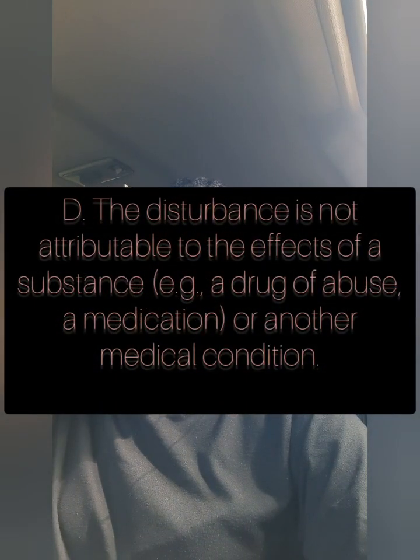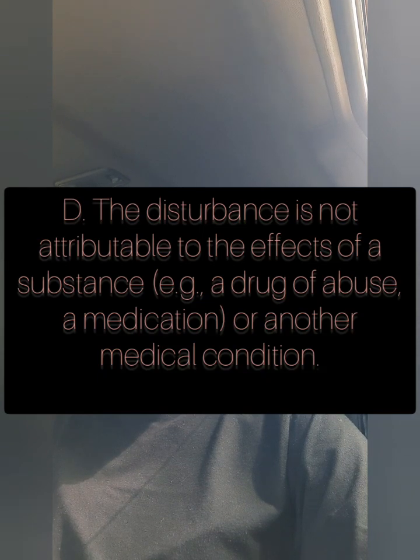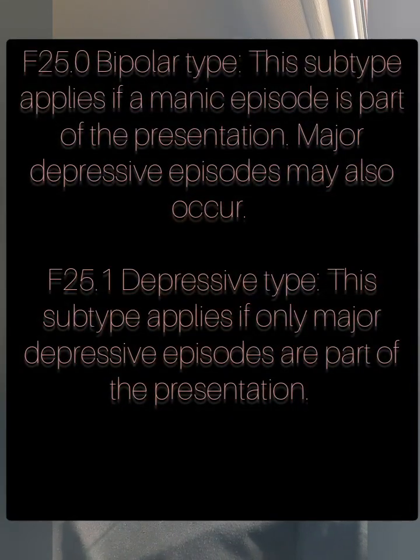And then the D part of the criteria: whatever is happening to the person should not be attributed to drugs or medication or any other medical condition, right? So just remember that. And then here you have to specify whether it's bipolar type or depressive type. If there is a combination of mania and depression, then it's automatically a bipolar type of schizoaffective disorder. If there is just a depressive, no mania, then it is just a depressive type, right? And then you can also specify if there's catatonia. Catatonia is simply put being in a rigid, non-active state.